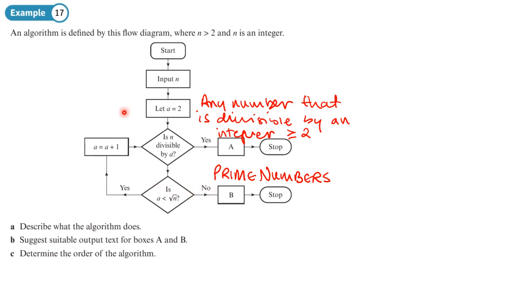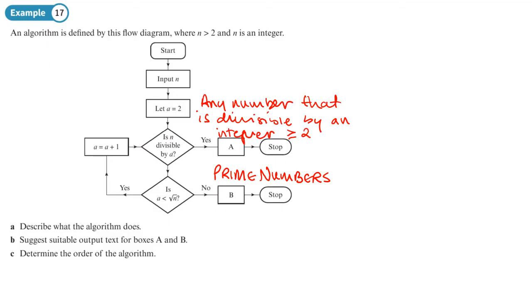So let's just check it with a couple of numbers and see if that works. So let's say, for example, I put in the number 9, which I know isn't a prime number. What happens? Well, first of all, I say, is 9 divisible by 2? No. Is 2 less than the square root of 9? Yes, it is. Okay, and a becomes 3. Is 9 divisible by 3? Yes, it is, so it ends up over here.